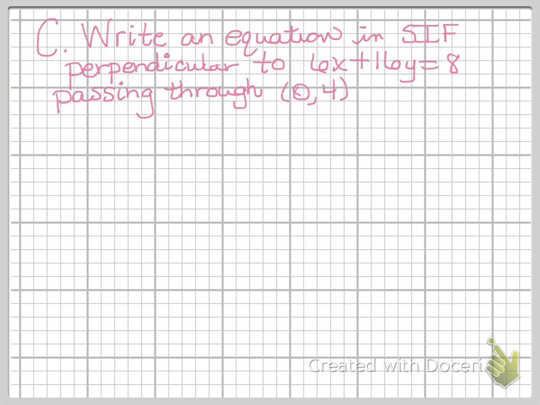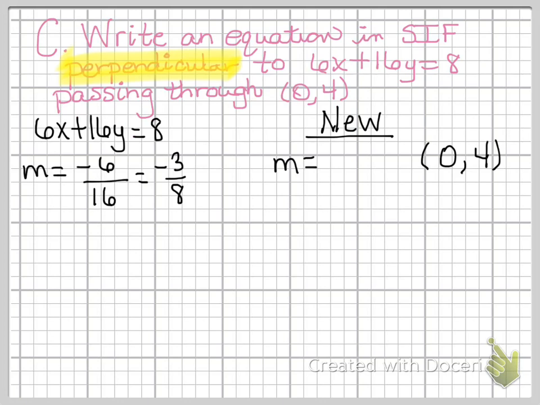Try this one. Write an equation in slope-intercept form that is perpendicular to 6x plus 16y equals 8, passing through 0, 4. So I found my slope in my original one to be negative 3/8. And I know I want it to be perpendicular. I've highlighted it there, which needs to be opposite reciprocals.